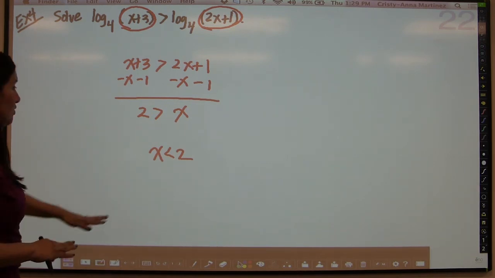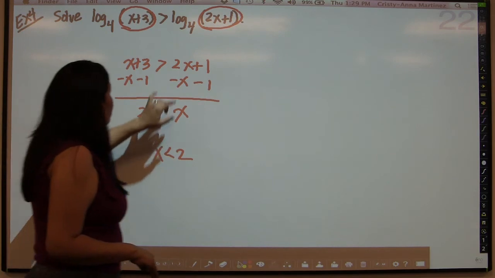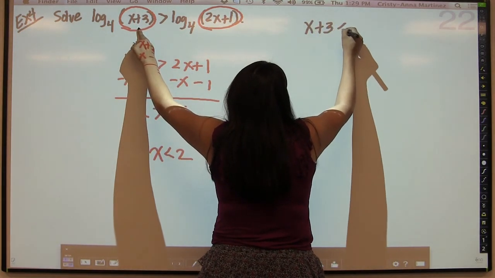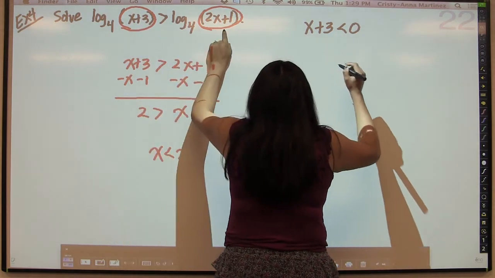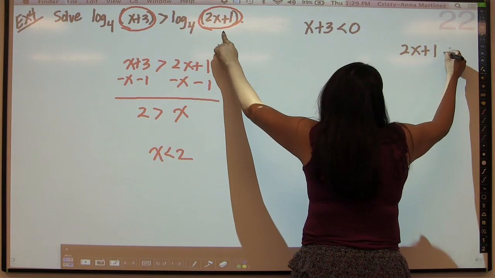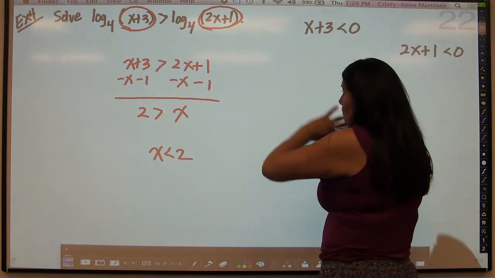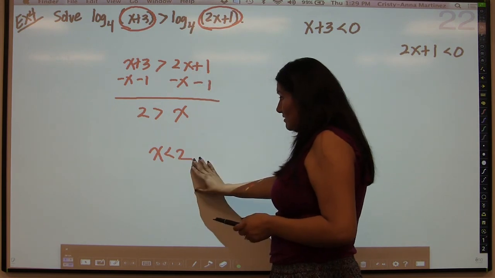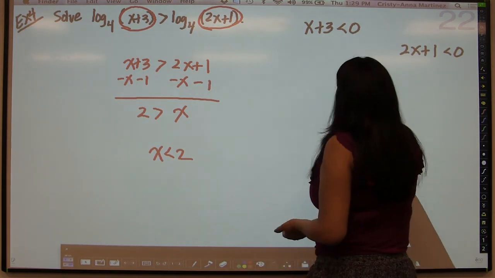So in addition to it being less than 2, you have to figure out when is x plus 3 negative, when is x plus 3 less than 0, and also when is 2x plus 1 negative, or when is 2x plus 1 less than 0. So you basically have 3 separate inequalities going on. You have the first one that kind of gives you the x is less than 2 part, but now you got to figure out the domain.